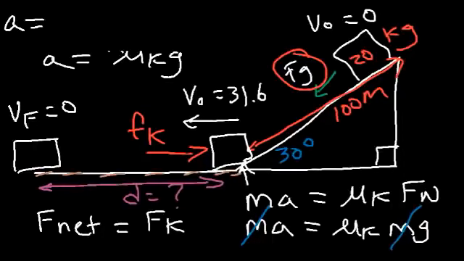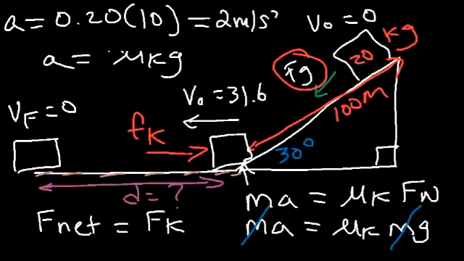So mu k is 0.20, and g we're going to use a rounded value of 10. So the acceleration is 2 meters per second squared. Now keep in mind, this is a deceleration value because friction is going to slow the object down to a stop. So we can put a negative sign if we want. We could say it's negative 2 meters per second squared, since it's opposing the motion of the object.